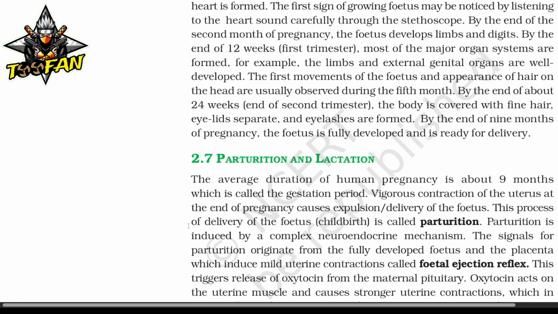delivery. Parturition and lactation. The average duration of human pregnancy is 9 months, which is called the gestation period. Vigorous contraction of the uterus at the end of the pregnancy causes expulsion, or delivery, of the fetus. This process of delivery of the fetus, childbirth, is called parturition, and parturition is induced by a complex neuroendocrine mechanism. The signals for parturition originate from the fully developed fetus and placenta, which induce mild uterine contractions called the fetal ejection reflex. This triggers the release of oxytocin from the maternal pituitary.